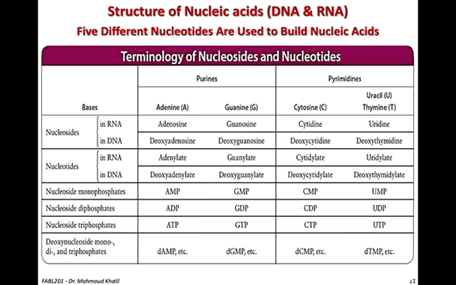So this table shows the terminology and how the nucleotide, if it has only one phosphate, is called adenosine monophosphate, diphosphate, triphosphate. And this is a nomenclature for all the nucleotides. It's only for knowledge.